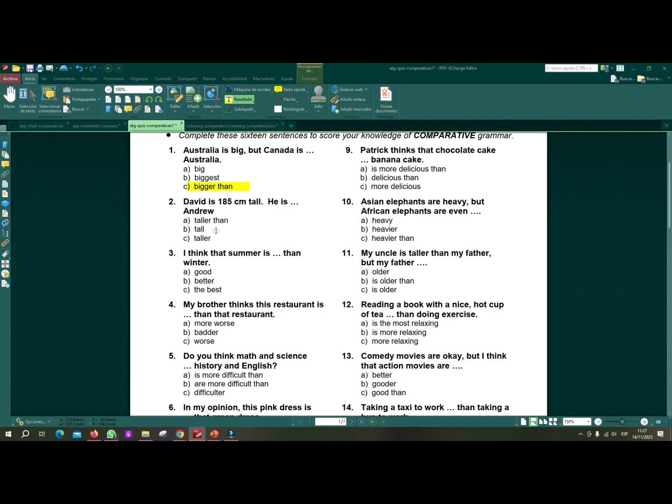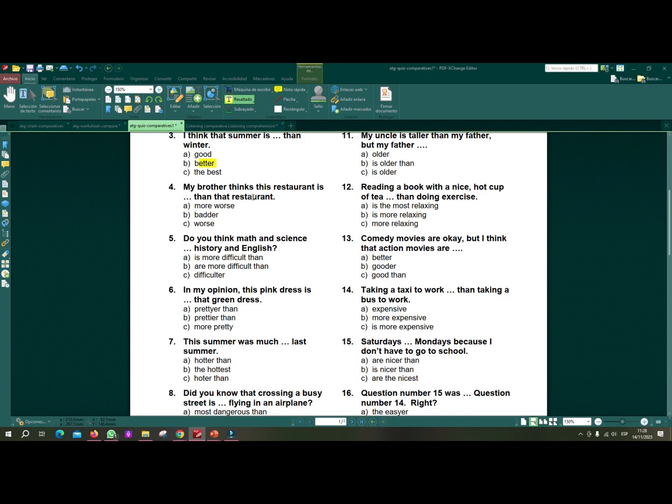Baby is 185 centimeters tall. He is under. A, B, or C? Which could be the answer for this? A, yes, right? So, taller than. Excellent. Number 3. I think that summary is B, yes, better, right?